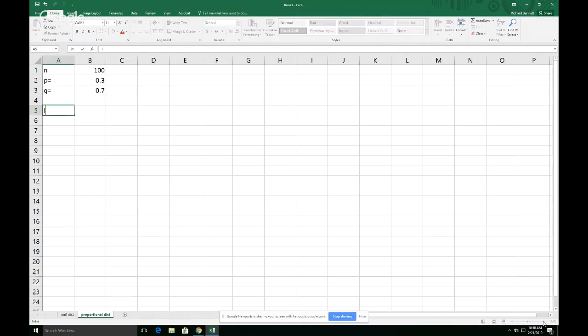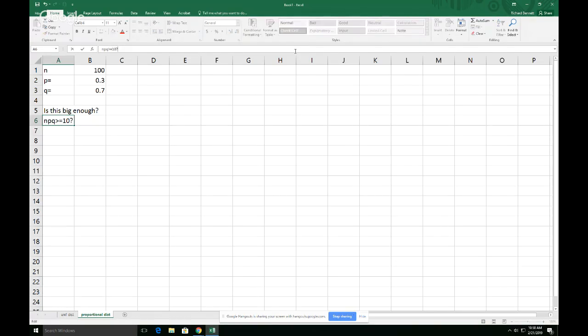Now, is this big enough? How do you know the answer to that question? Because n is greater than 30. That's the wrong answer because this is proportional data. You did the continuous data. We need NPQ to be greater than or equal to 10.